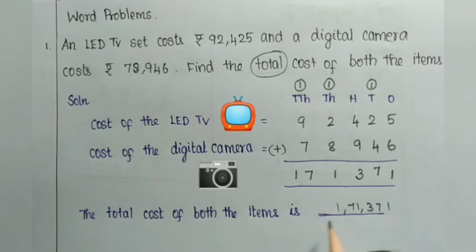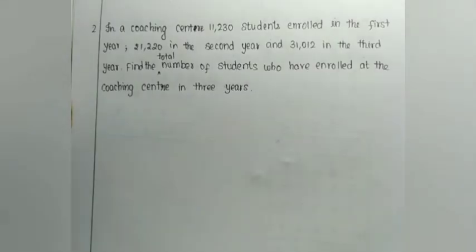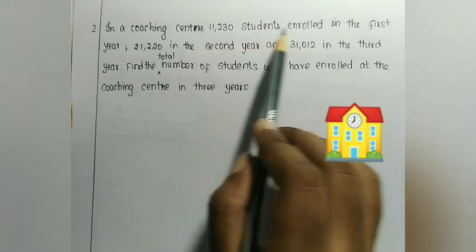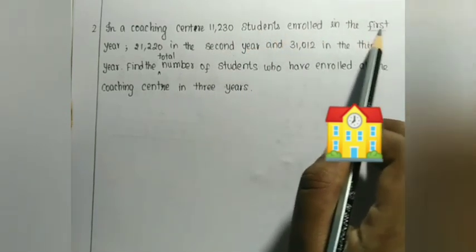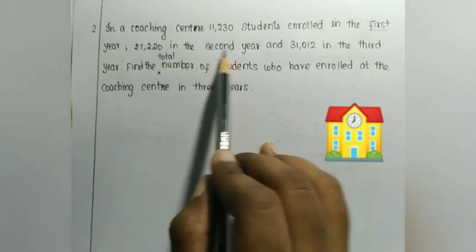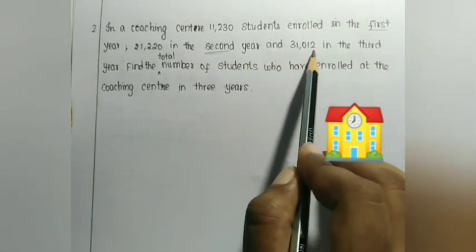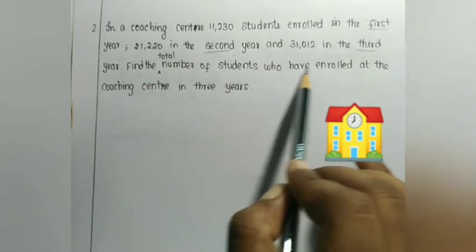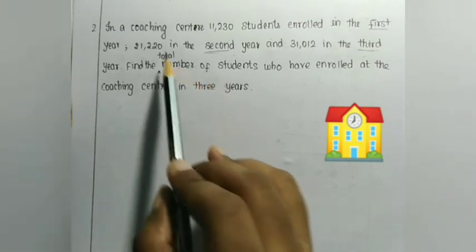So, the total cost of both the items is 1,71,371. Since it is the cost, we have to represent the rupee symbol also. Second sum. In a coaching center, 11,230 students enrolled in the first year, 21,220 in the second year and 31,012 in the third year. Find the total number of students who have enrolled at the coaching center in 3 years.